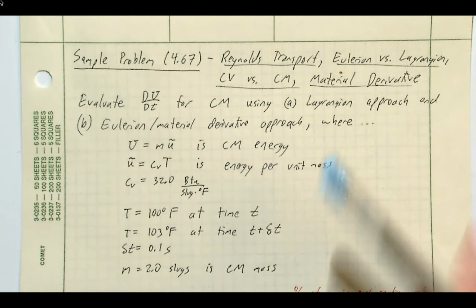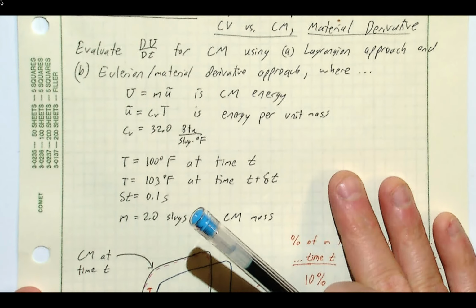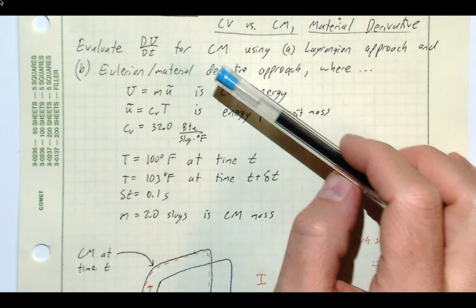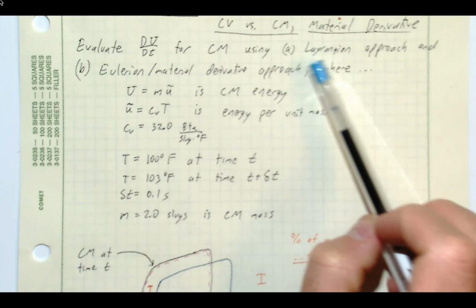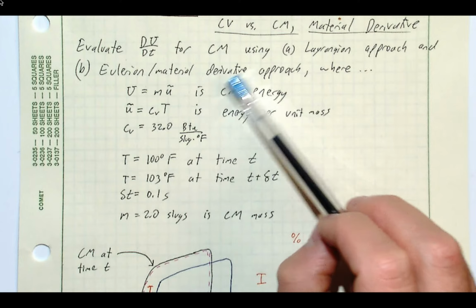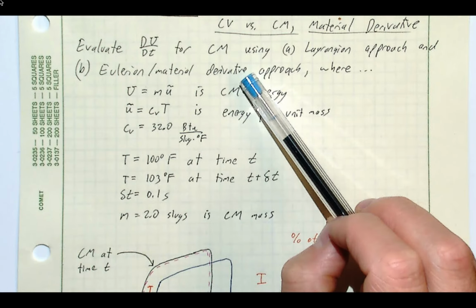Here's my description of the system. We need to evaluate this dU/dt, the total change in U for the control mass, using first a Lagrangian approach and then an Eulerian approach, and then here is where we see the material derivative show up.